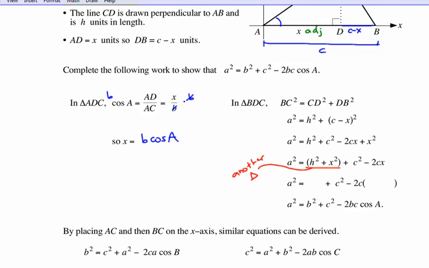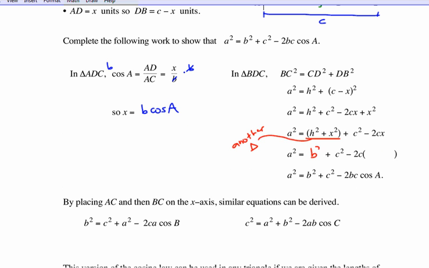So going down below, we're going to replace the h squared plus x squared with b squared. And we still have the c. The c went there. And then what is x equal to? Well, we said x is equal to b cos A. And so that's where that's coming from. So we're going to write b cos A. And so that's where our full formula comes from.